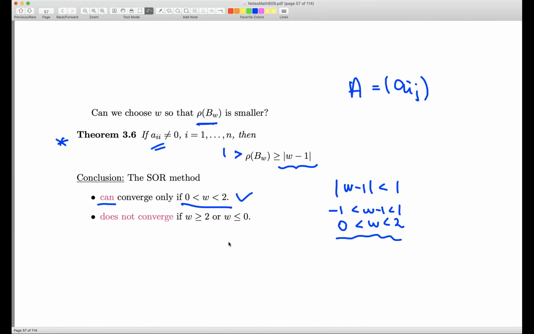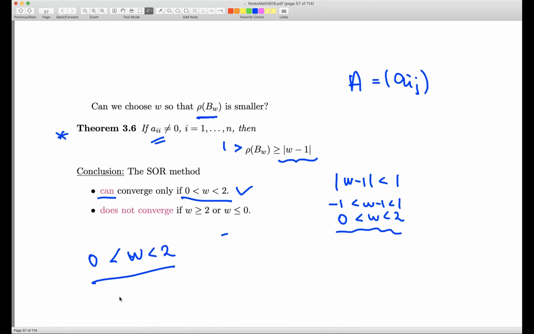So if omega is between 0 and 2, it could happen that the method will converge. But if omega is bigger than or equal to 2 or less than or equal to 0, then the method will not converge. That's why when we talk about the SOR methods, we consider only values of the parameter omega which are between 0 and 2.